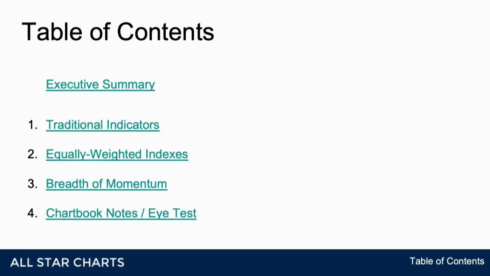Table of contents, we're just going to walk through some of the traditional indicators, some equally weighted indexes, breadth of momentum studies, and then we're just going to do an eye test, and we're going to see, are there more uptrends or downtrends, or are they sideways? Who knows?